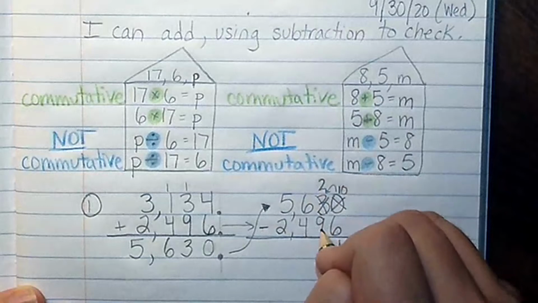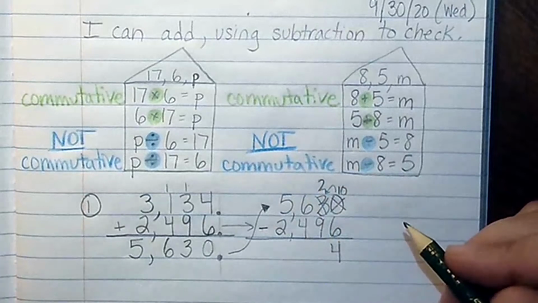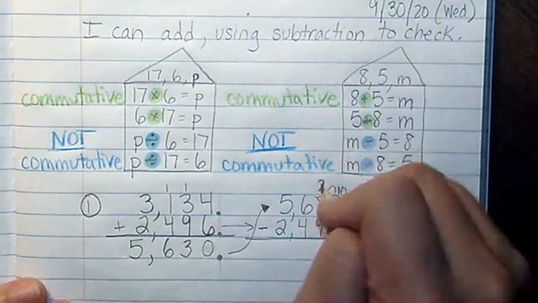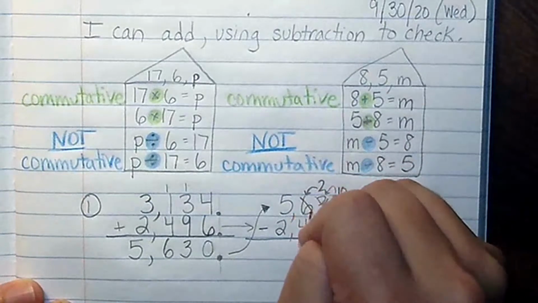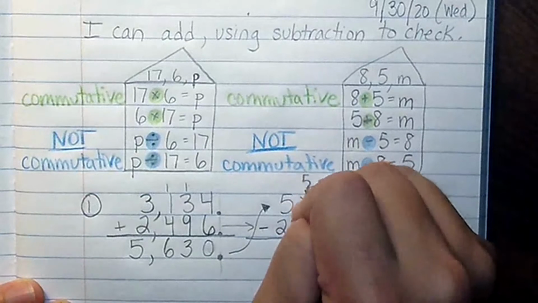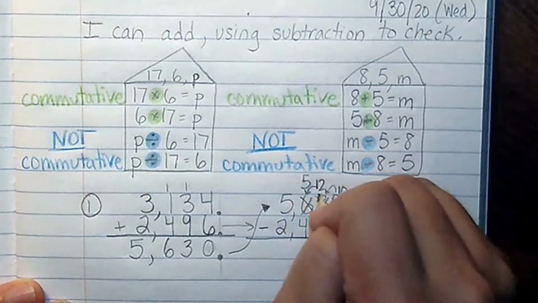2 minus 9. If you have $2, can your little brother take away 9 of them? No. So you have to go next door. Neighbor, neighbor, can I borrow one? Sure. Now they only have 5. But we brought back 10. 10 plus 2, now we have 12.